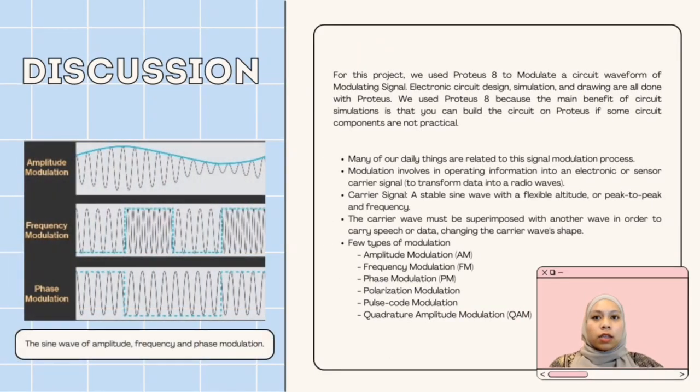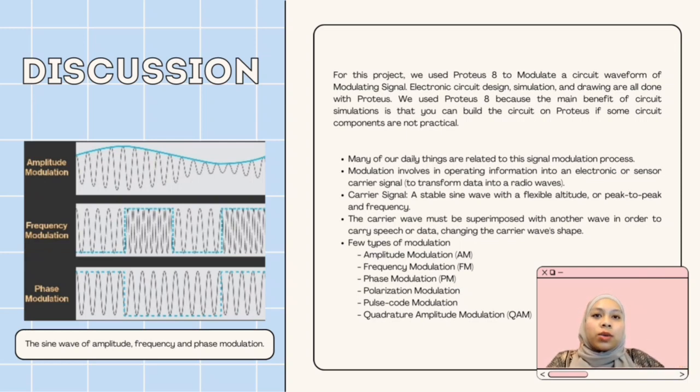Okay, move on to the next slide, which is the discussion. For this project, we use Proteus 8 to model the circuit waveform of the modulating signal. Electronic circuit design, simulation and drawing are all done with Proteus. We use Proteus 8 because the main benefit of circuit simulation is that you can build the circuit on Proteus even if some circuit components are not practical.